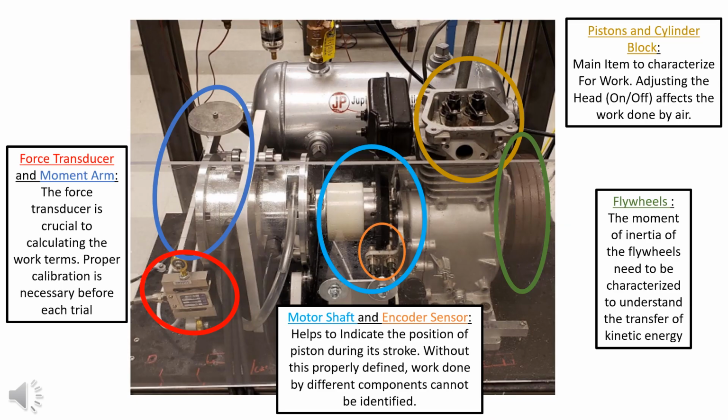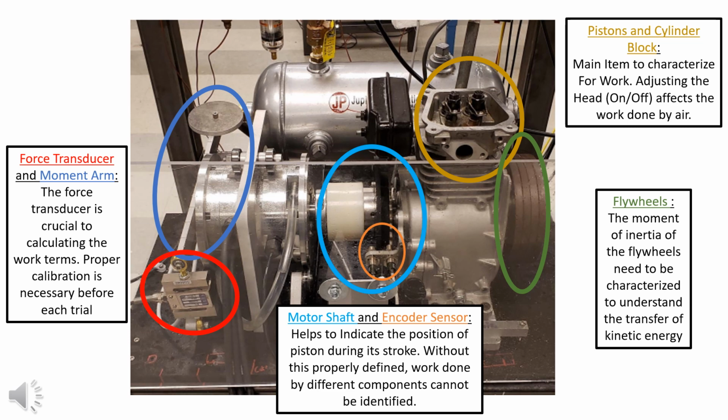Presented is the experimental setup. The major components are the force transducer, moment arm, motor shaft, pistons, flywheels, and encoder sensor. These are needed to obtain different metrics such as time, encoder angle, force in volts, and many other metrics that will allow for the calculation of the different parameters in our work energy balance. The significance of each component is as follows and is presented on the screen.